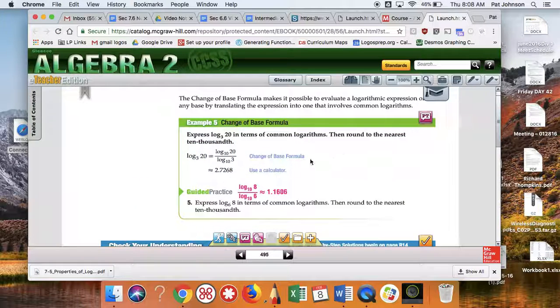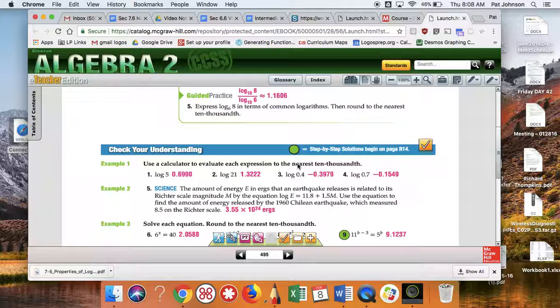It sounds complicated, but it really is simple. Look at the rules and the properties and what you're doing. Do the problems, and we'll see you in class.